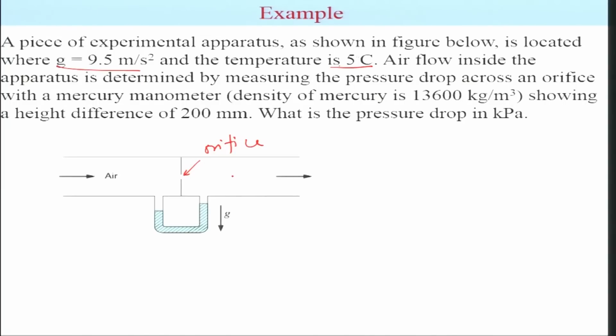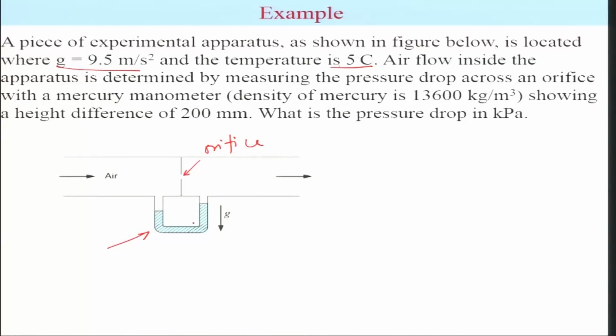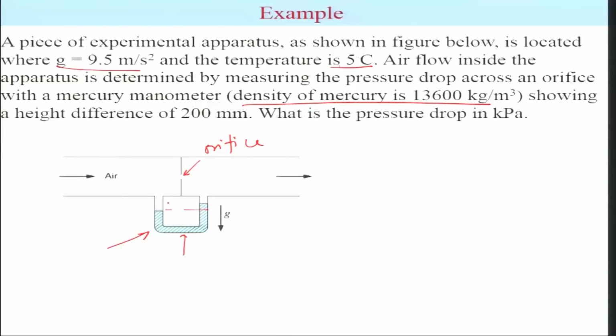So what do you do? You apply a differential manometer with mercury as the fluid. So this is the differential manometer, and what is shown is the density given for the manometer fluid and the height difference. So when you apply this, you observe a height difference. The height difference represents the pressure drop. So the height difference, which means this here, is given as 200 millimeter. So what is the pressure drop?